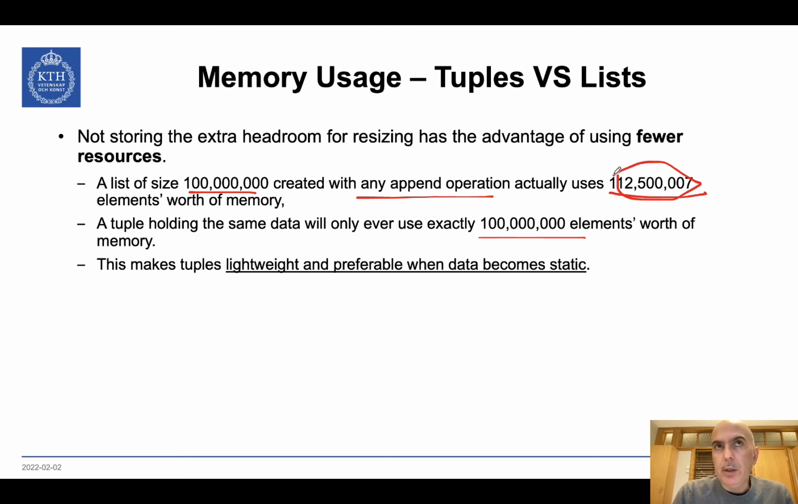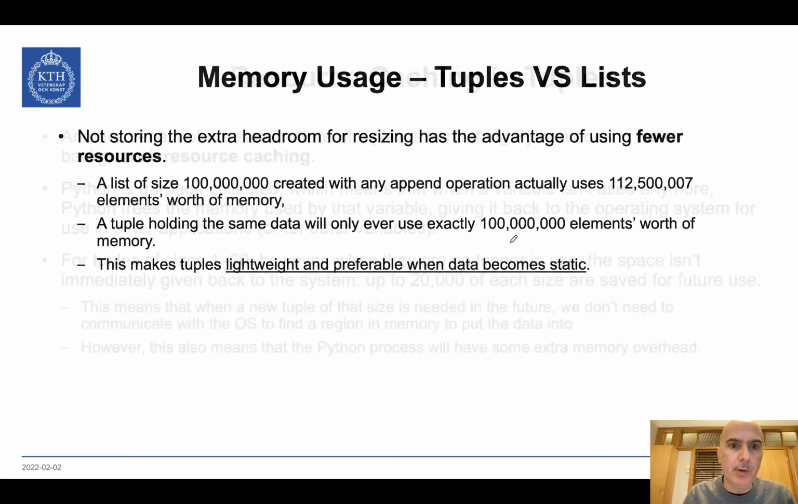There is no headroom and no extra usage of over-allocated memory. Whenever we have values that we don't need to modify, tuples are much more preferable than lists, because tuples are lightweight and static. It's a much higher-performance data layout for our arrays with respect to lists. So when the data is static, this is a much better approach.